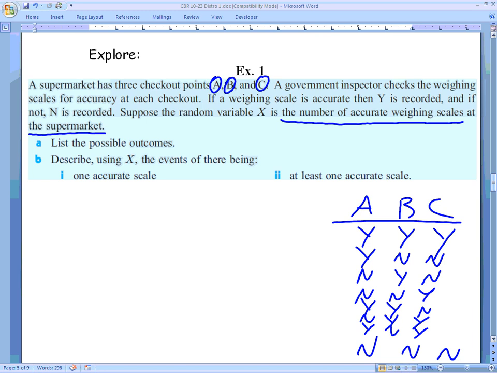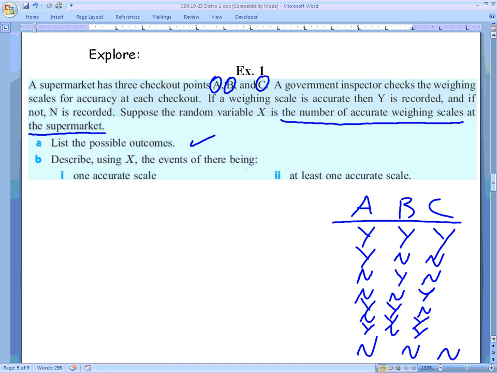It says list the possible outcomes. Done. Describe using X the events. Now we could have done that with a tree diagram as well. We could have said for the first one it's either yes or no, the next one yes or no, and then for that third one yes or no, and then you see again we get 8 different options. So I kind of already knew the answer was going to be 8 different outcomes, which we've listed.